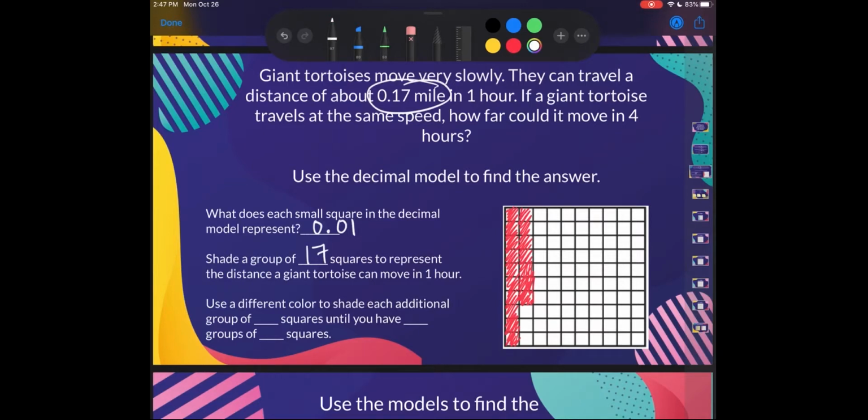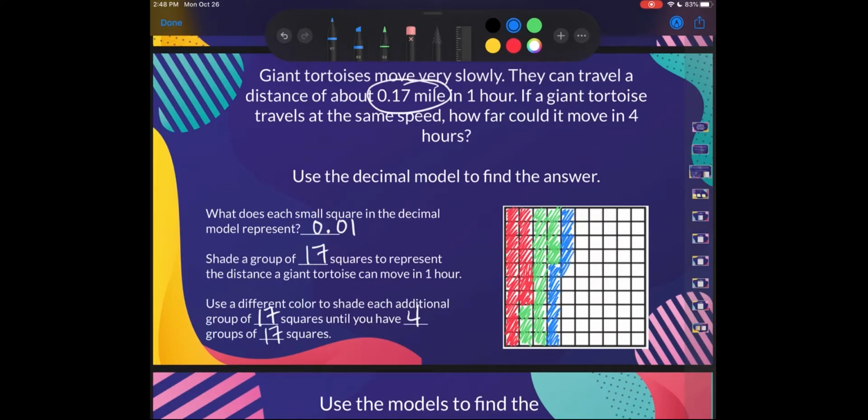So we're going to use a different color to shade each group of 17 squares until we have 4 groups of 17 squares. Remember, multiplication is just repeated addition, so we're going to basically add 1/1700ths 4 times. I had one group of 1/1700ths, now I'm going to do another. Add another 10, gets me 13, 14, 15, 16, 17. So there's my other 17. Now I've got 2 groups of 17. Let's add our third group of 17.